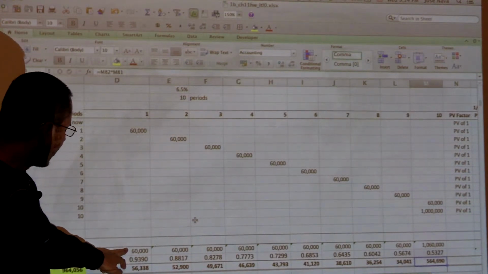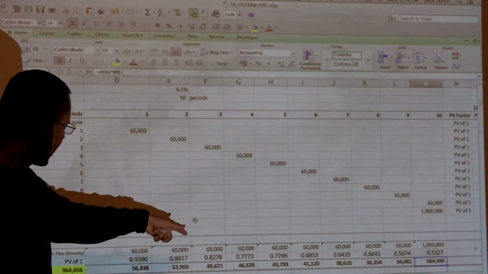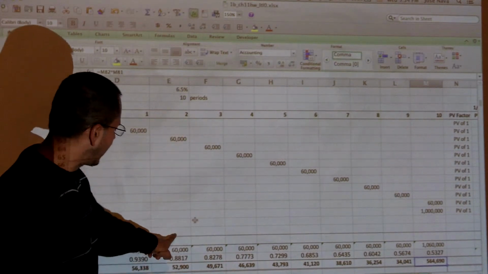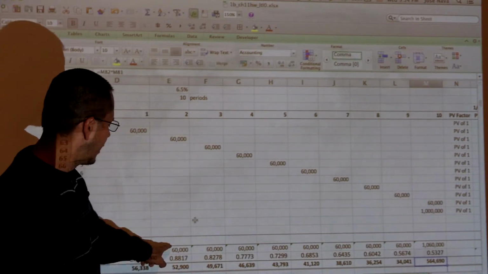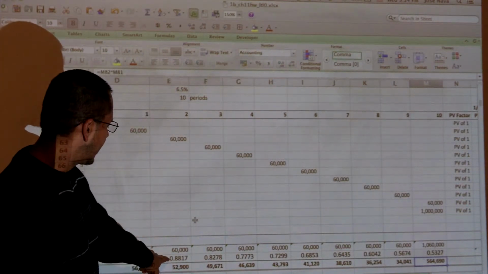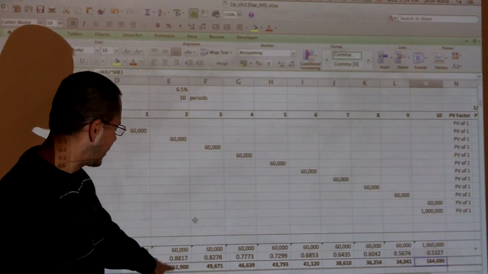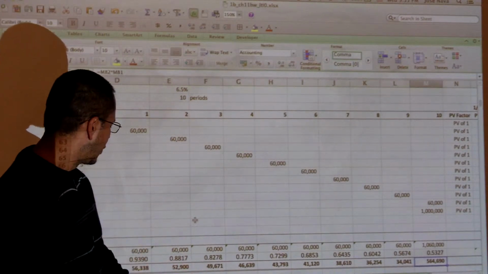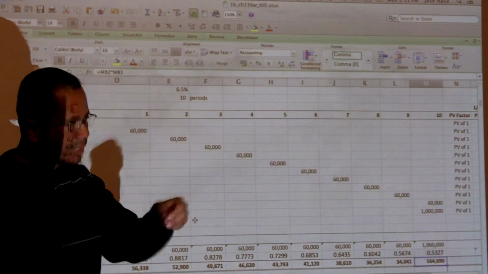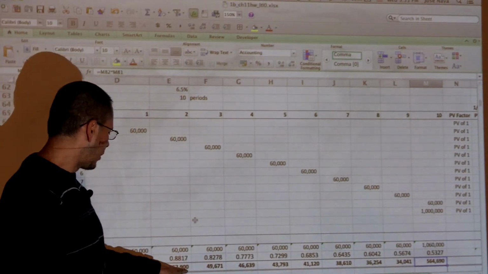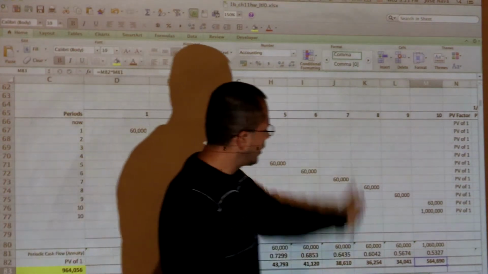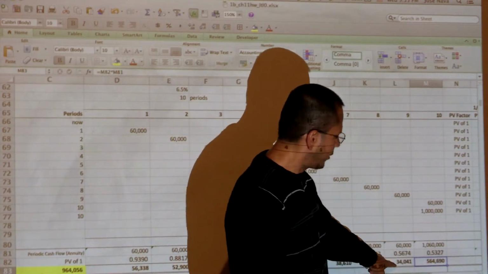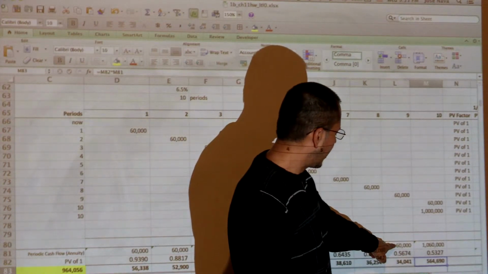So the present value of $60,000 6 months from now, today, is only $56,338. The second one happens at the end of the first year. The second 6-month period is $60,000 again times 0.8817. That means that the $60,000 a year from now, in present value terms today, at 6.5%, will be $52,900. So you follow the same approach for each of these periods. As you can see, the further out you get, the less valuable today these cash flows become.